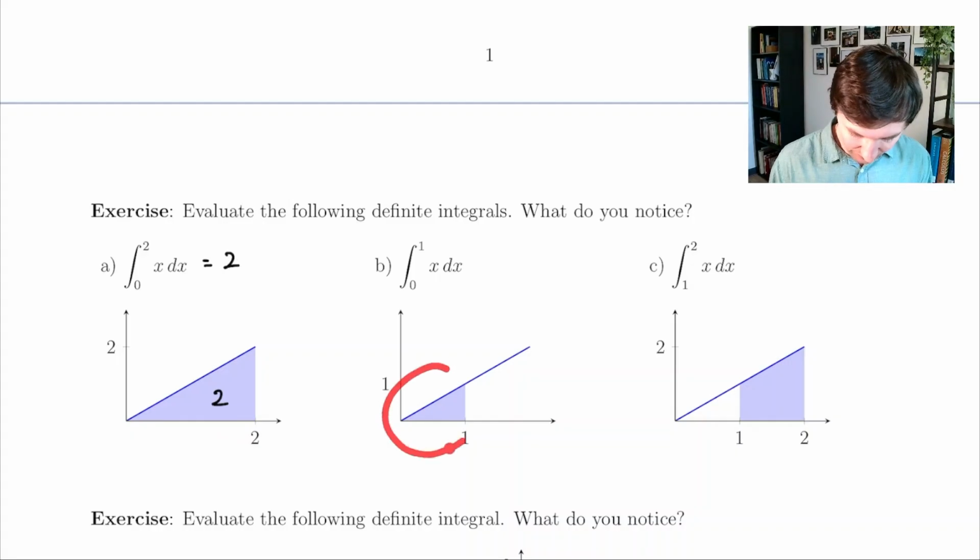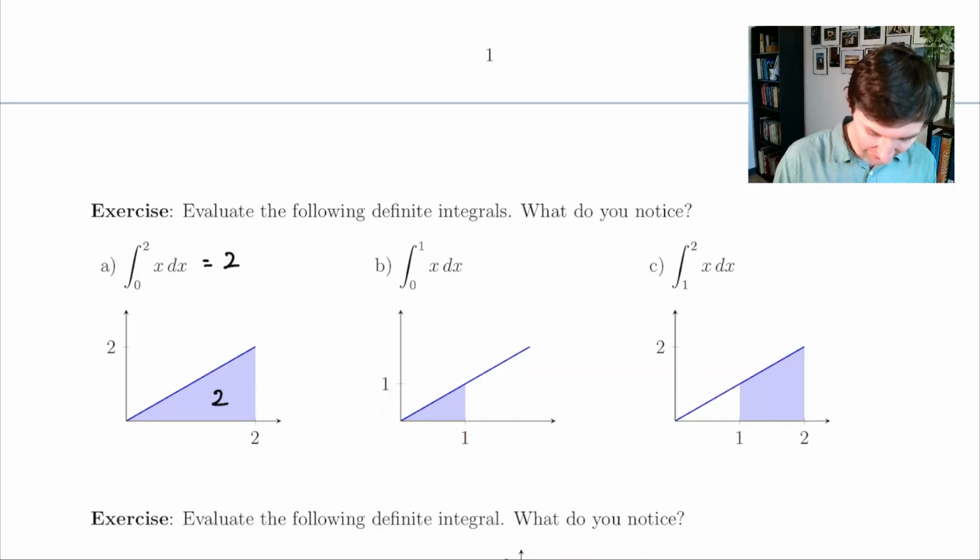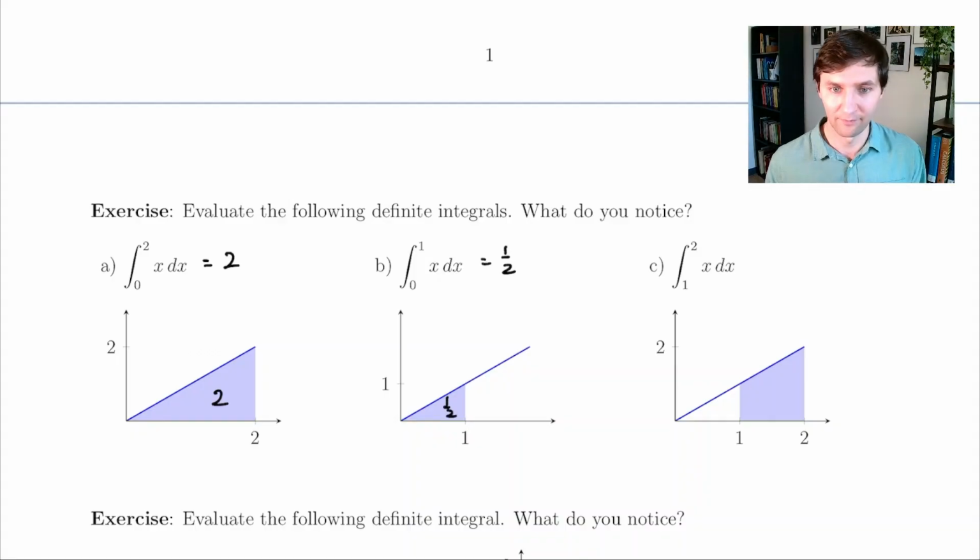The area of this region is also a triangle. 1 times 1 times 1/2 gives us 1/2. The second definite integral is 1/2.